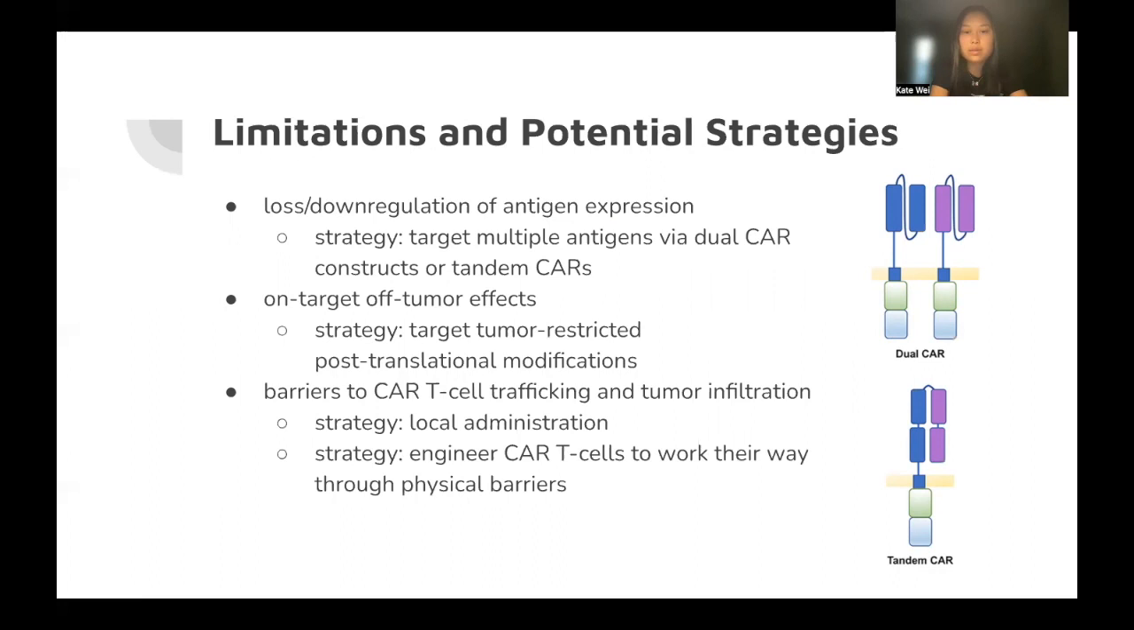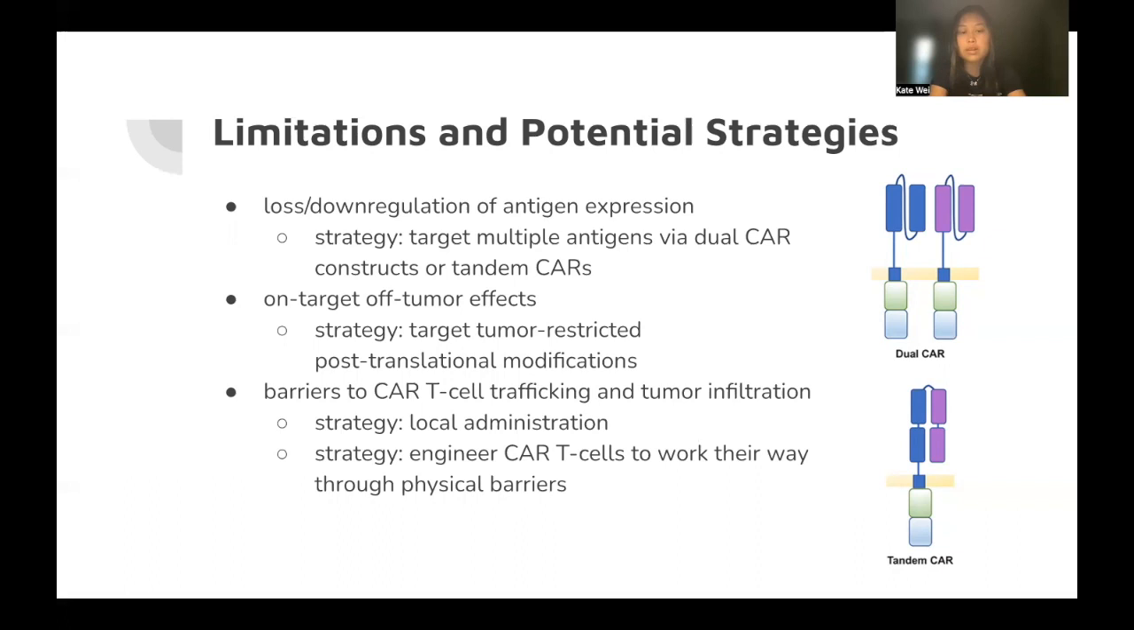So one of the current limitations is the possible development of tumor-resistant single antigen targeting CARs. While single antigen targeting CAR T-cells can initially deliver high response rates, a significant number of patients display partial or total loss of target antigen expression on tumor cells. One strategy to overcome this is to target multiple antigens via dual CAR constructs or tandem CARs to prevent the loss or downregulation of antigens seen with single antigen targeting CARs.